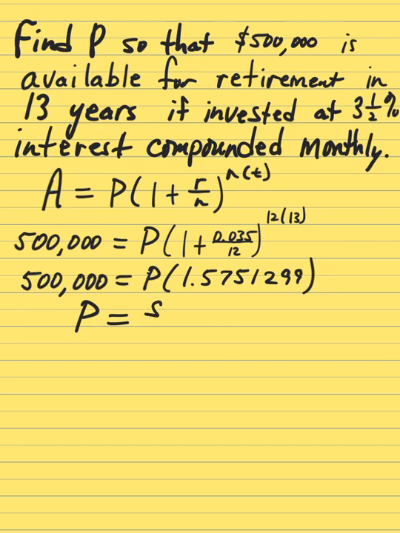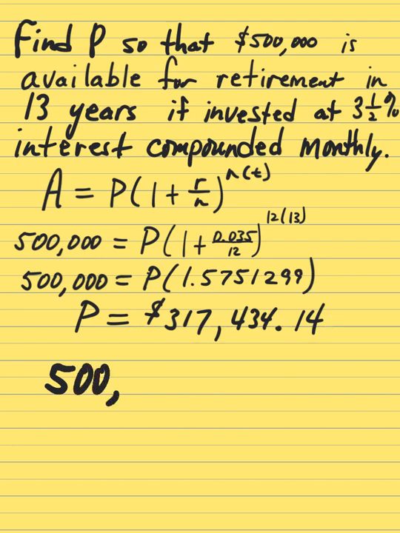I get 317,434, and then 136, so that'll make 14 cents and change. And that was 500,000 divided by that long number in parentheses.